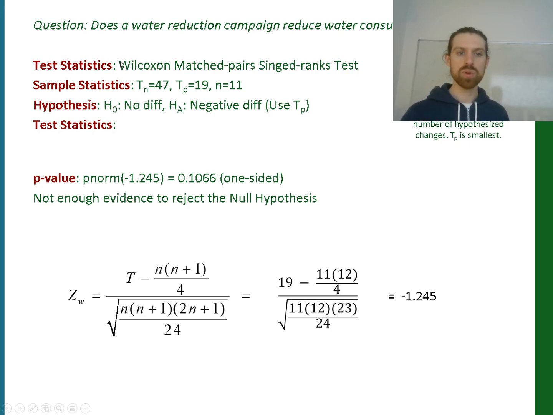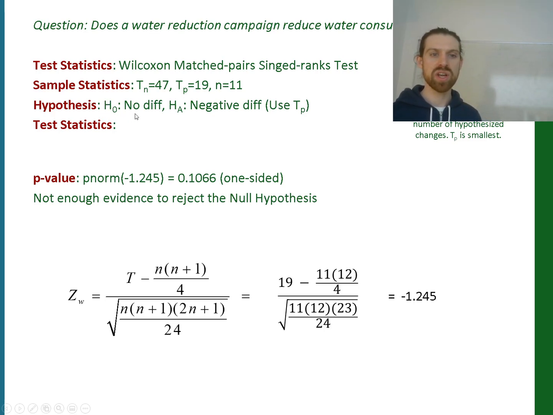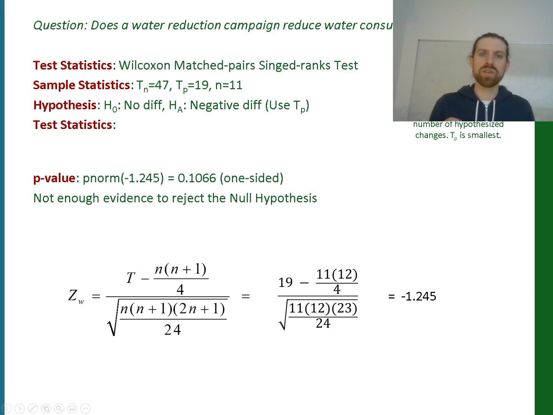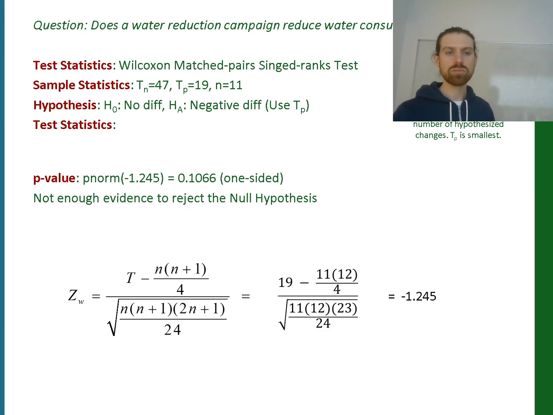We have our sample statistics for Tn and for Tp, and the overall number of samples that we've got, which is 11. And we have a hypothesis, so we expect there's no difference in the null hypothesis case, but then we expect the alternative hypothesis to actually be a negative difference. And therefore, because we're expecting this, we're going to use the Tp value. So remember, we selected T, which corresponds to the smaller number of hypothesized changes, and Tp is the smallest.